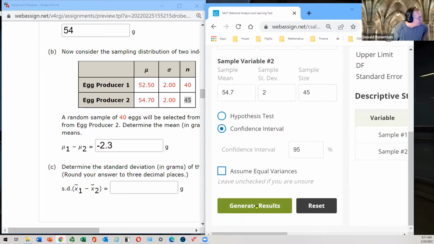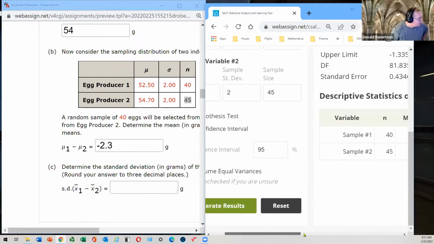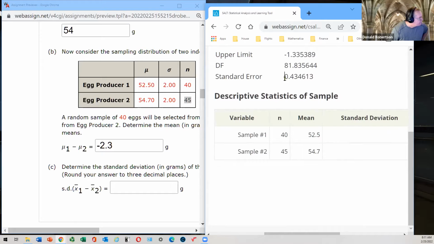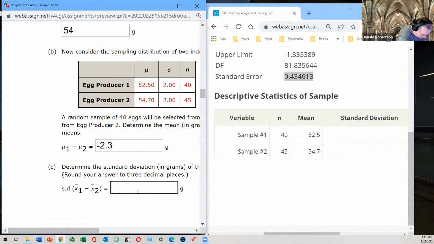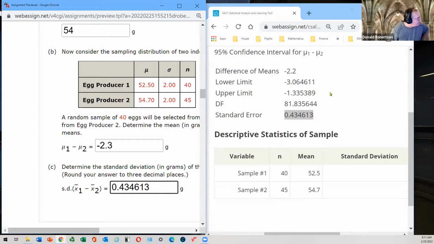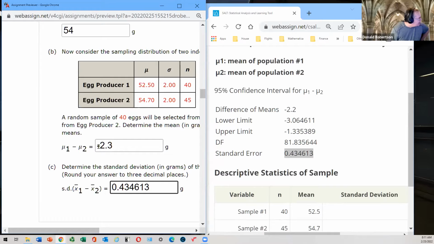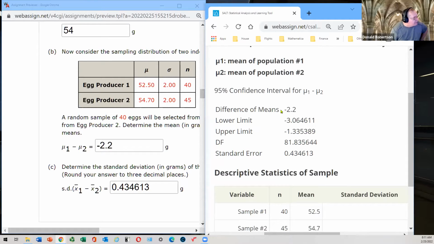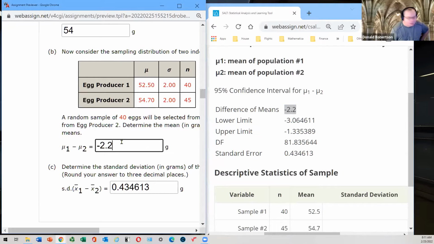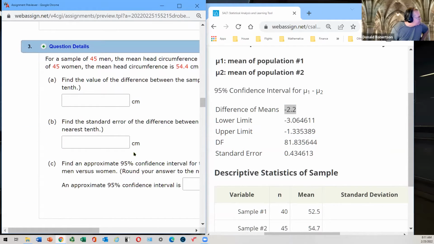And generate results. Then I move over here, and there's the standard error for me. So if you don't want to do big, ugly calculations, you can use this. See, the difference was negative 2.2. And that's that one done.